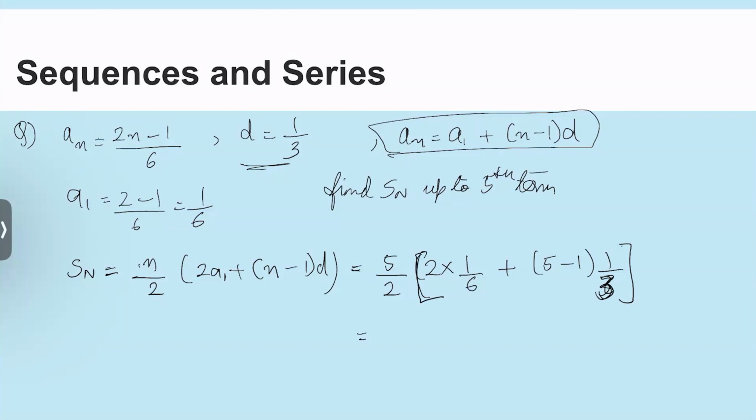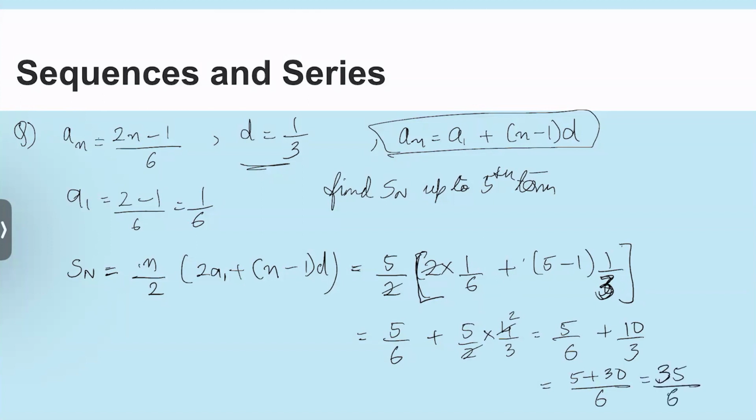Now if you solve this, your 2 and 2 get cancelled, so this is 5 by 6. Plus, 5 by 2 multiplied by 4 by 3, which ends up being 10 by 3. So this is 5 by 6 plus 10 by 3, which you can write as (5 plus 30) upon 6. So this is 35 by 6. Your Sn then becomes 35 by 6.